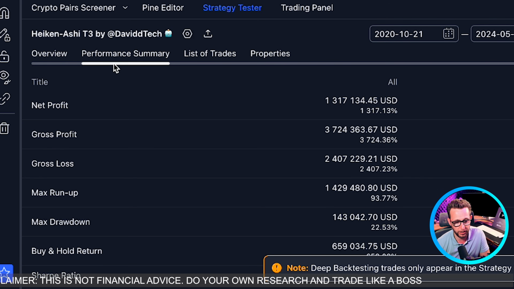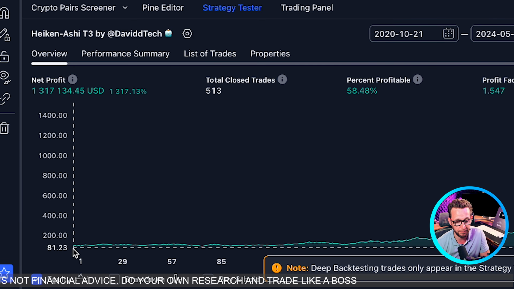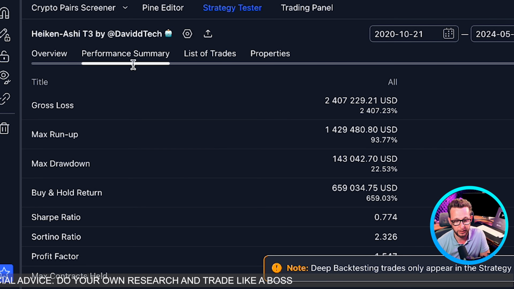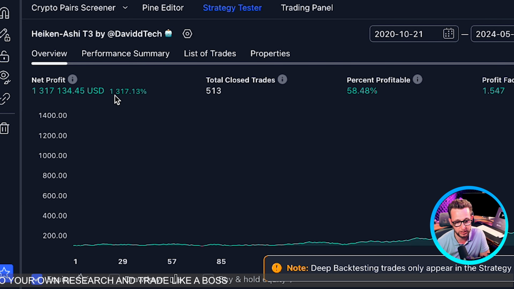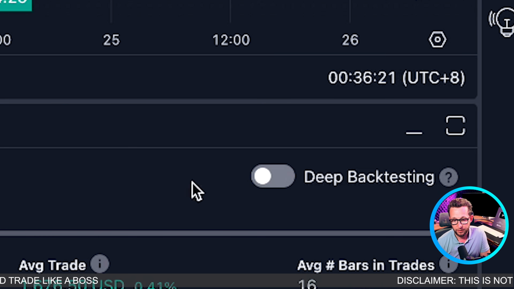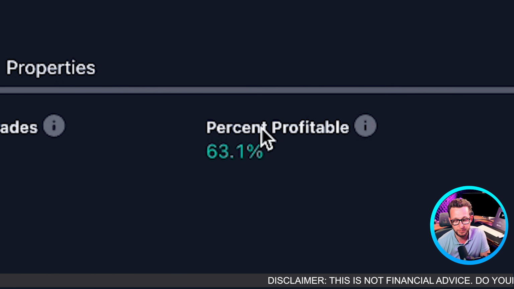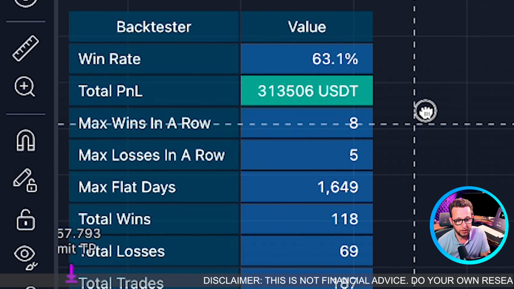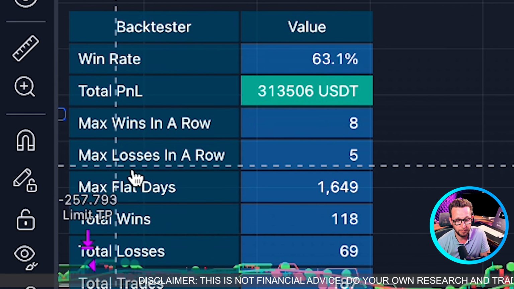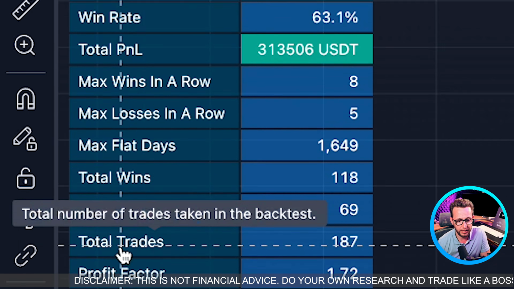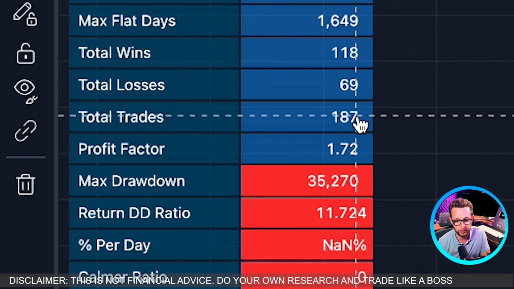Let's have a look at the buy and hold. If we would have purchased Ethereum back here, you'd be up 659%, as currently on this trading strategy, it'd be 1,317%. Let's have a look at the data without the deep backtesting. It looks pretty good as well. We're currently on a 63% win rate. If I go over here, you can see our max wins in a row were 8, our max losses in a row were 5, and that would have been on 187 trades.